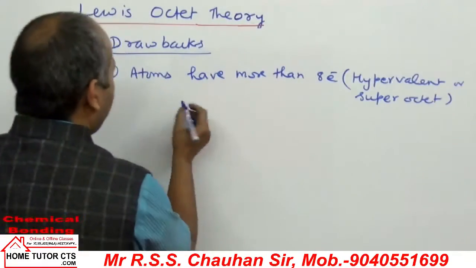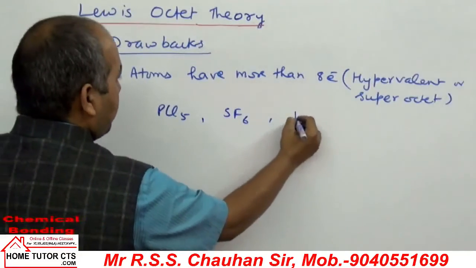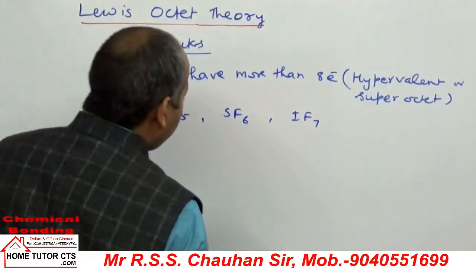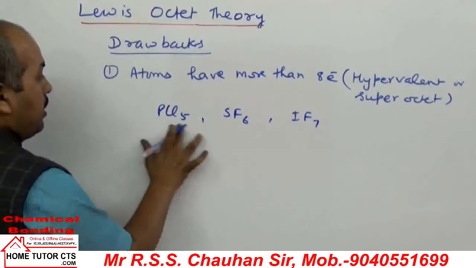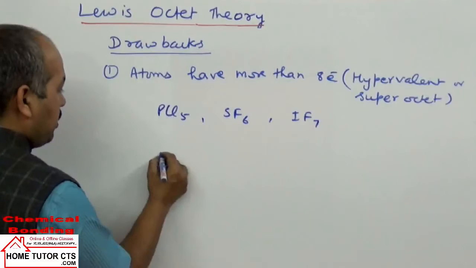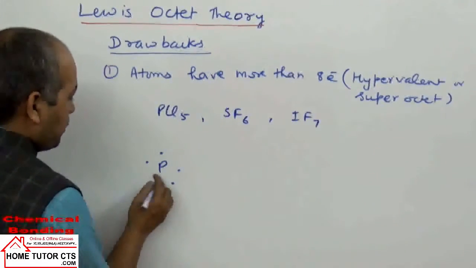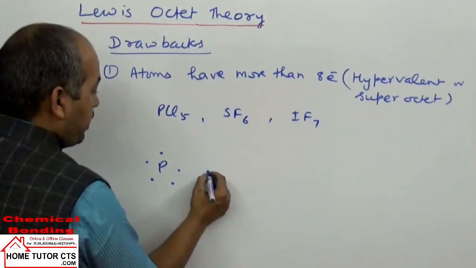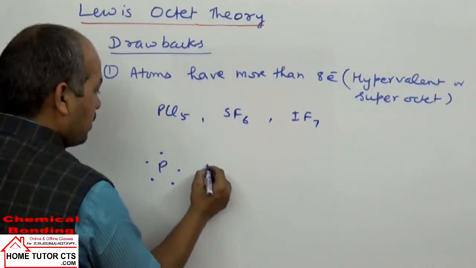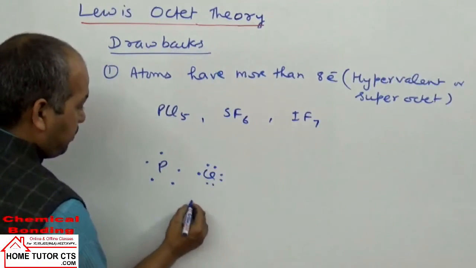Examples are PCl5, SF6, IF7. In PCl5, if you draw the structure, we can draw it this way here. Phosphorus can share all 5 electrons with 5 chlorine atoms.